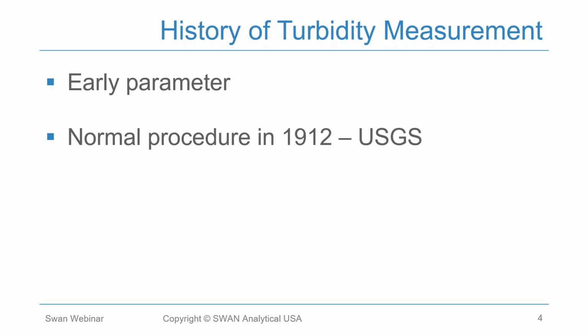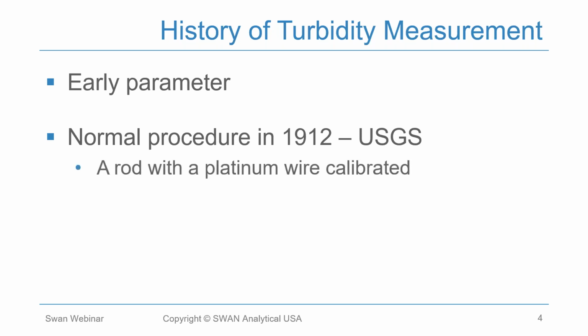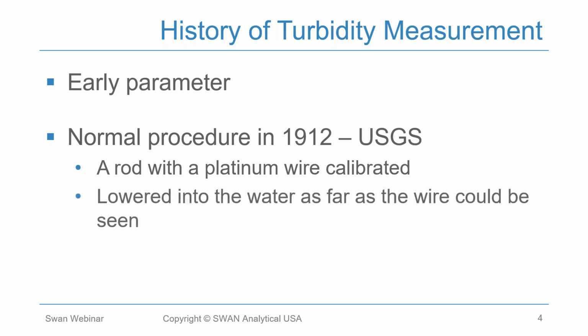Survey. And basically what that was, a rod with a platinum wire on the end, was calibrated by placing graduation marks on the rod at various distances from the end. The rod was lowered into the water as far as the wire could be seen. The vanishing depth was compared to a table of known values to get the measured turbidity.